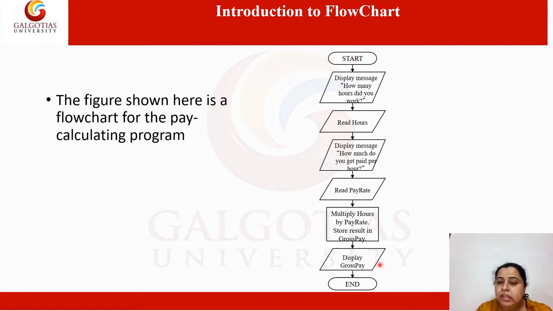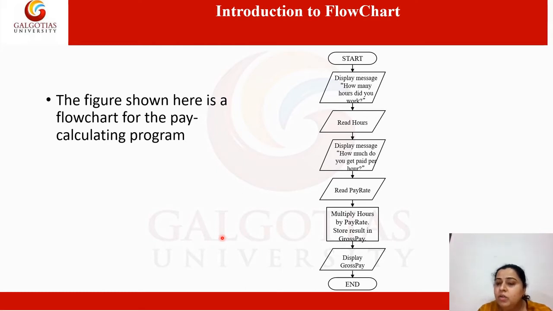Now, while calculating pay, let's say we are calculating for an employee who is working on an hourly basis in a company. So what do we need? There are two things that are required from the user. One is the number of hours that the user worked, and also the amount that the user is paid per hour. We need to multiply these two things and we get our output.